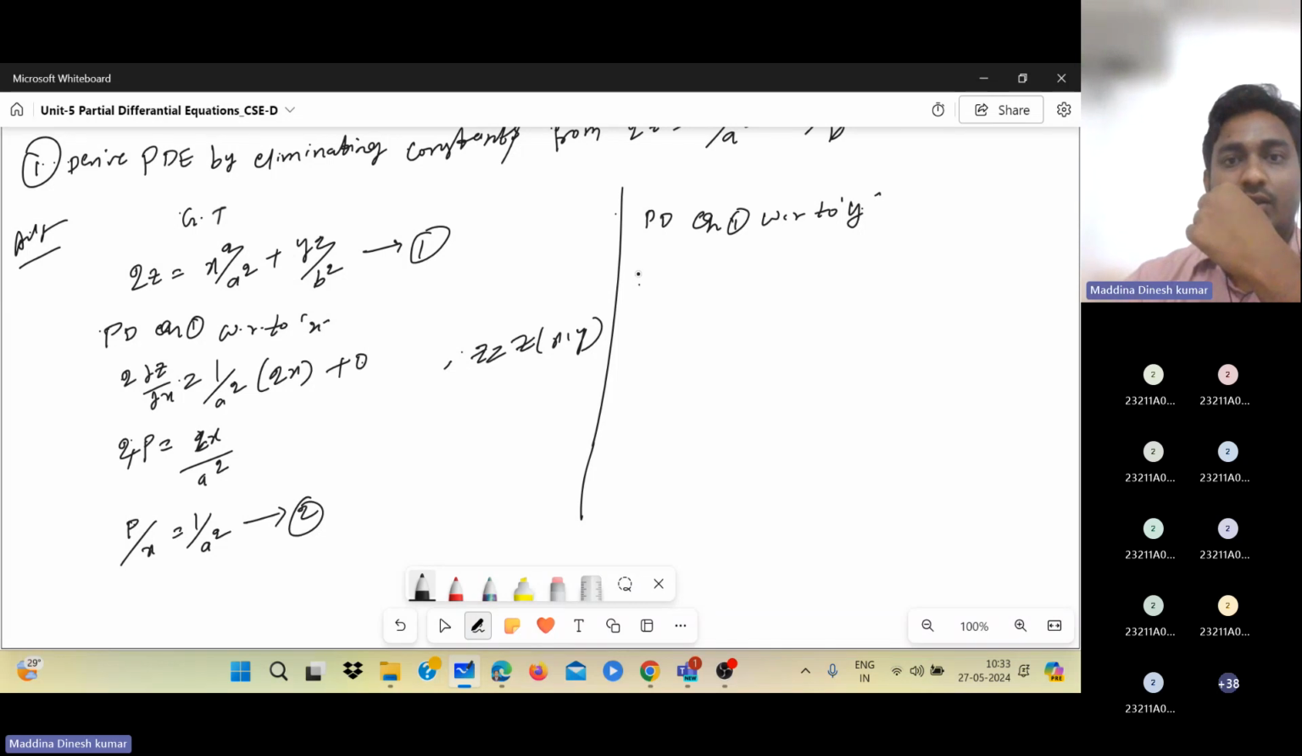Then we will get here 2 ∂z/∂y. Whenever we are differentiating with respect to y, we need to consider x square by a square as a constant. It will become 0 plus 1 by b square, which is a constant, writing outside. This y square will become 2y. Then you will get 2. In place of ∂z/∂y, you can write q.